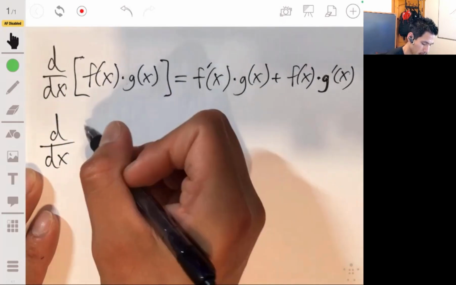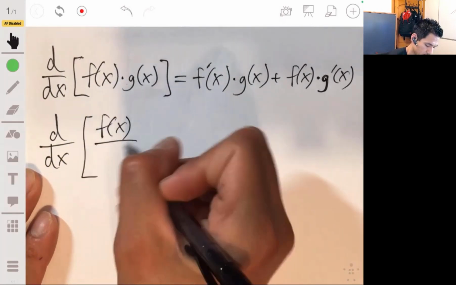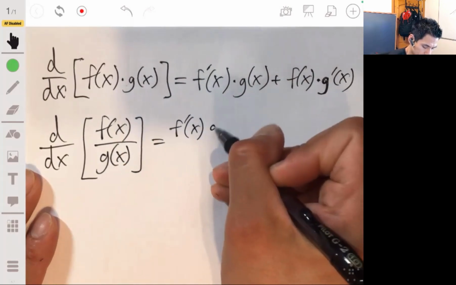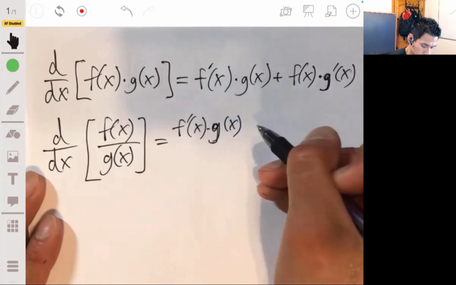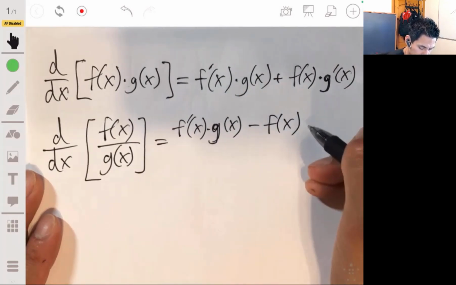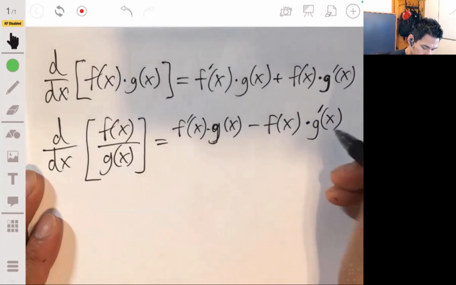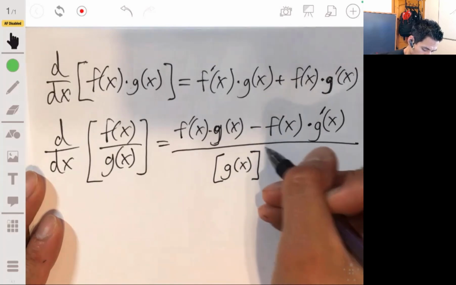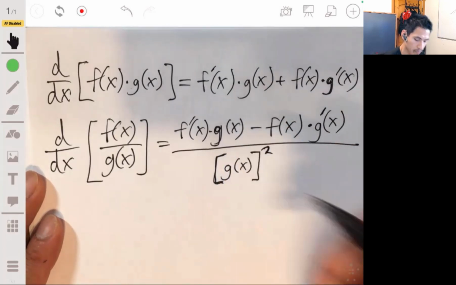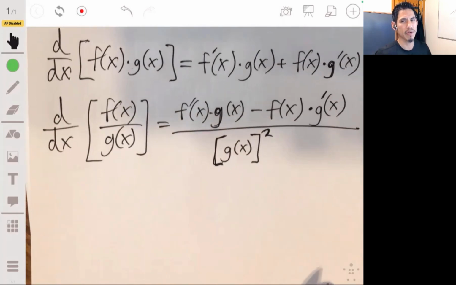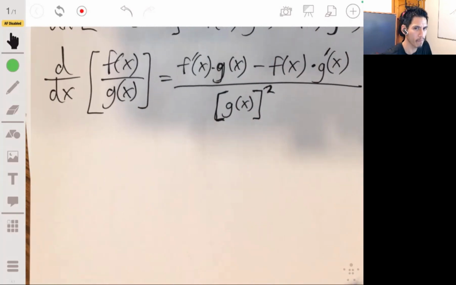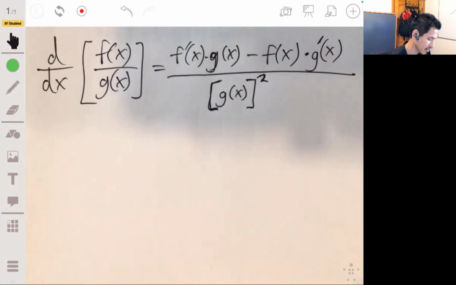Next, we've got the quotient rule. You want to find the derivative of f of x over g of x. That would be equal to f prime of x times g of x minus f of x times g prime of x, all over g of x squared. I know there are probably some clever ways to memorize this. I'm not really good at coming up with mnemonics, but just memorize it somehow, because you don't want to screw up on something like that. But you could always find other ways.